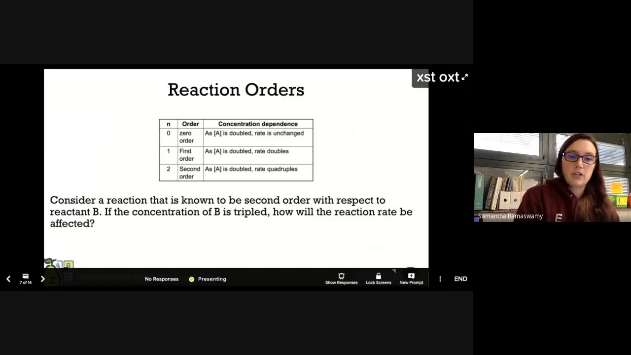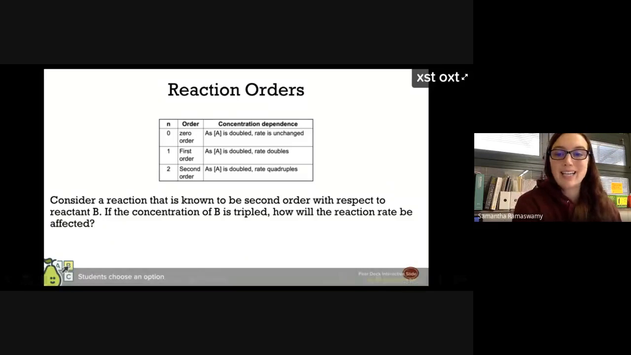So now this next question: consider a reaction that is known to be second order with respect to B. If the concentration of B is tripled and it's second order, how will the rate be affected?